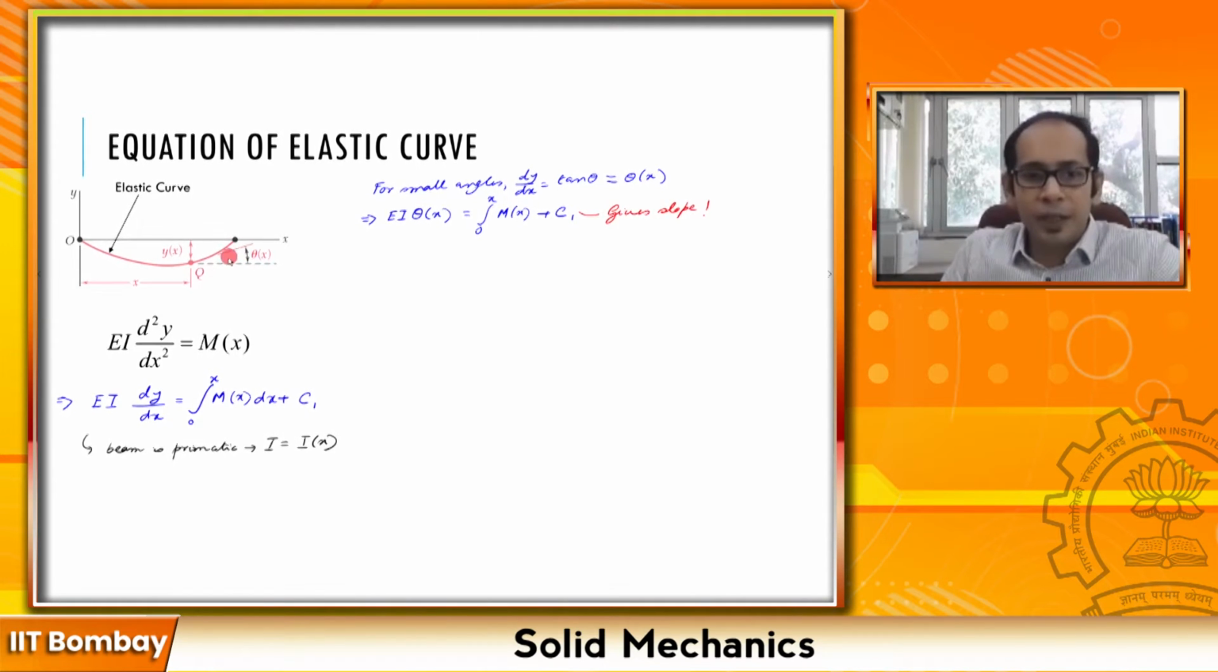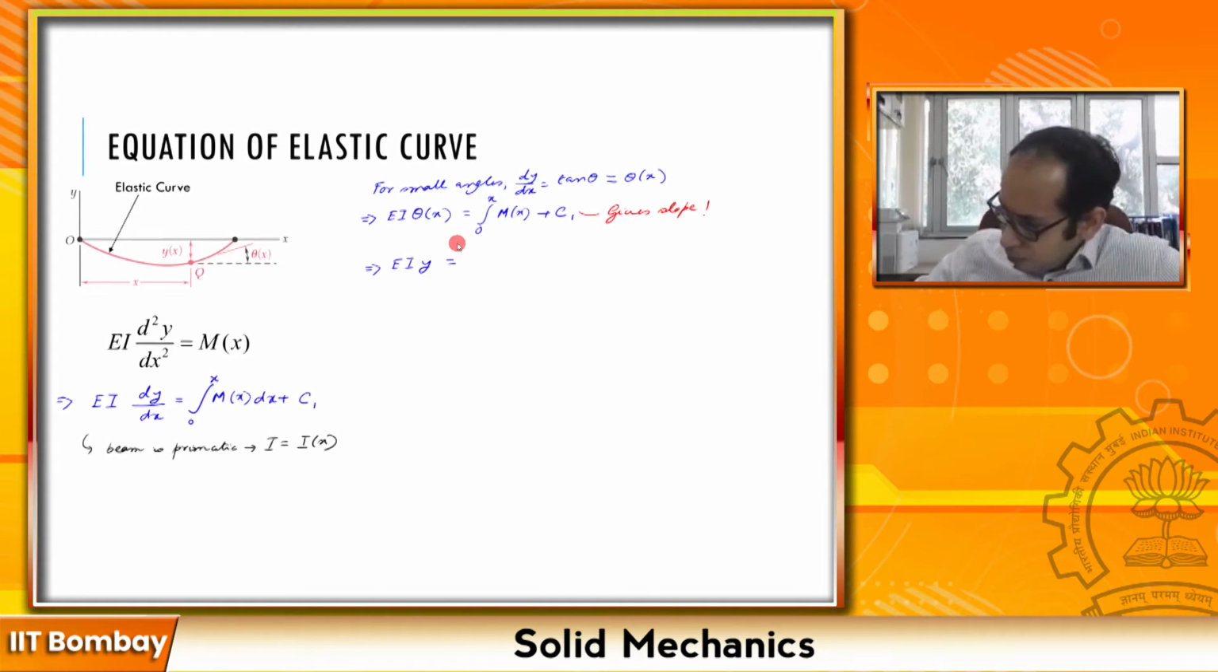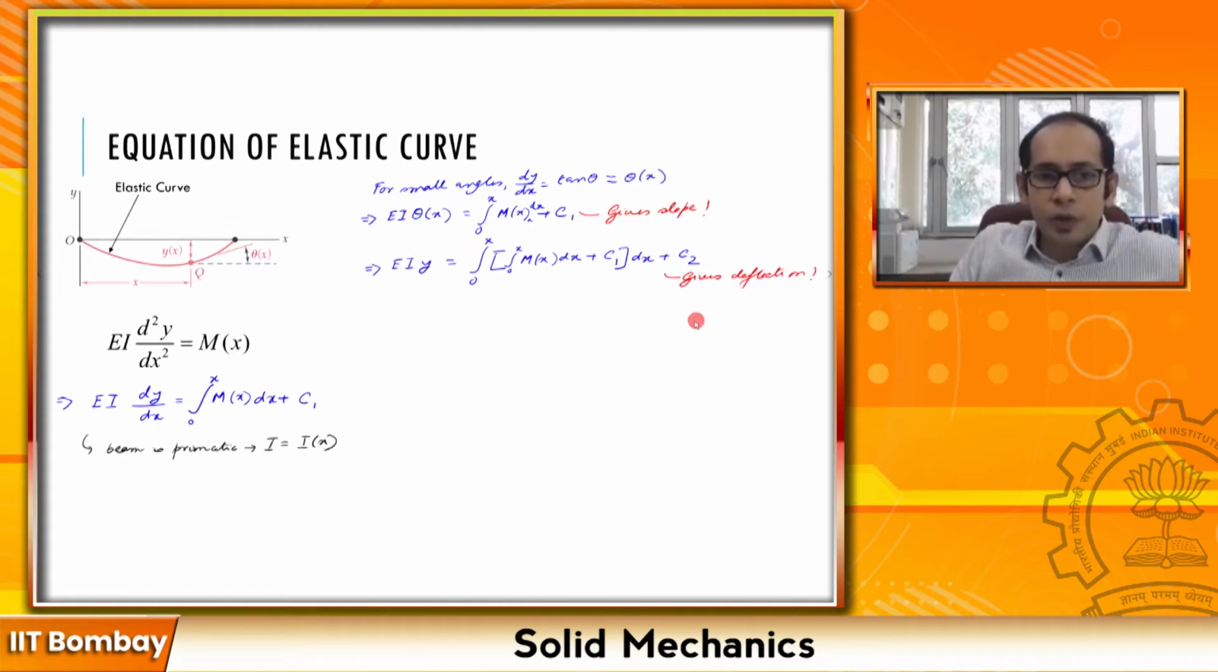So once we have this, which gives us an expression for the slope, if we integrate it one more time, remember theta is nothing but dy/dx. So if we integrate it one more time, we are going to get the expression for y, which is the deflection. So let's do that. So this one gives you the deflection.